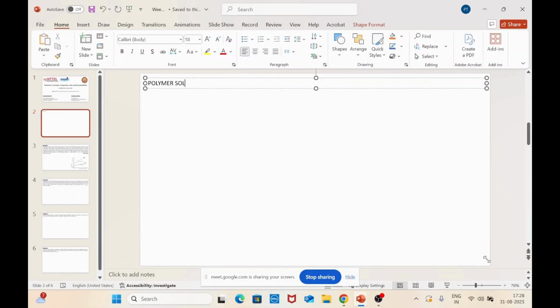Polymer solutions. The first one is the dilute polymer solutions. In a dilute polymer solution, the concentration of the polymer is going to be less. So each polymer coil will be present as a separate island, covered with the solvent. Since the solvent quantity is more and the polymer coil concentration is less, each polymer coil will be surrounded by solvents.